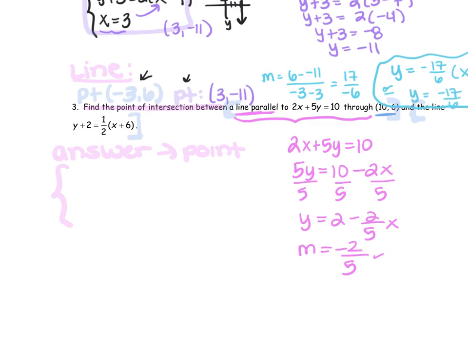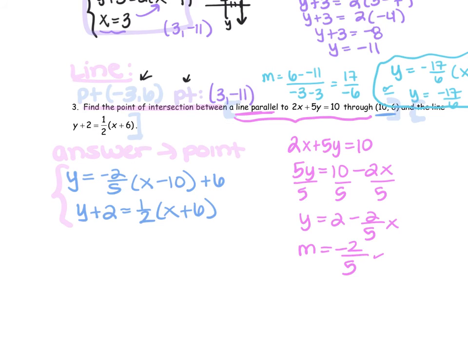Okay, and it goes through the point (10, 6). So the equation of that line is y = -2/5 (x, always the opposite of the x coordinate, so minus 10) and then plus 6, true to the y coordinate. I'm finding the point of intersection between that line and this line, y + 2 = 1/2(x + 6). Now I'm just solving this system.